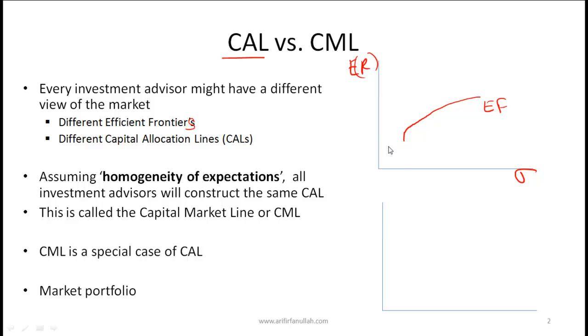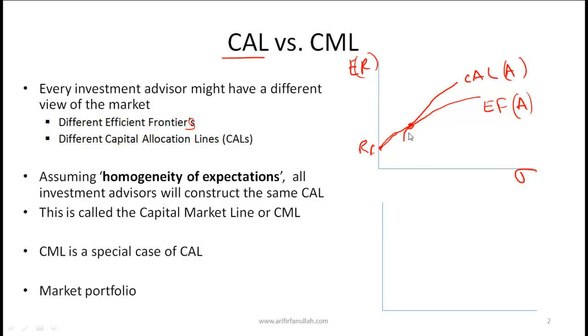We then said that if we now are allowed to use the risk-free asset, and let's say that this is the risk-free rate over here, then the capital allocation line represented this straight line which is tangential to the efficient frontier. So this is the CAL. Now if this represented the efficient frontier for investment advisor A, or this is what A comes up with, then this is the capital allocation line for advisor A.